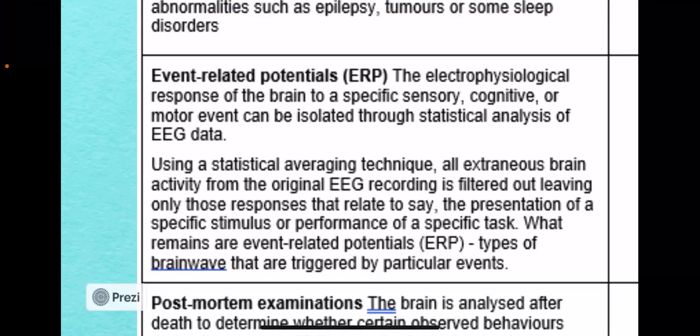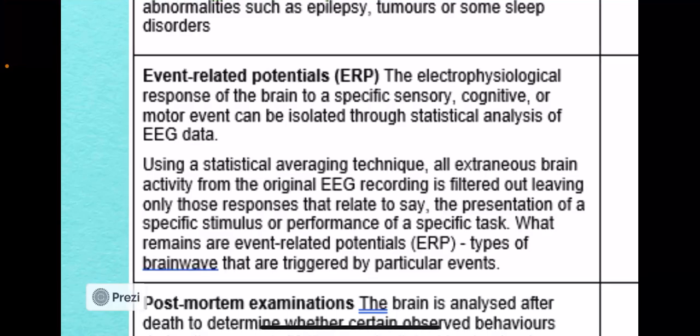Using a statistical averaging technique, all extraneous brain activity from the original EEG recording is filtered out, leaving only those responses that relate to, for example, the presentation of a specific stimulus or performance of a specific task. What remains are event-related potentials. These are types of brainwave that are triggered by particular events.